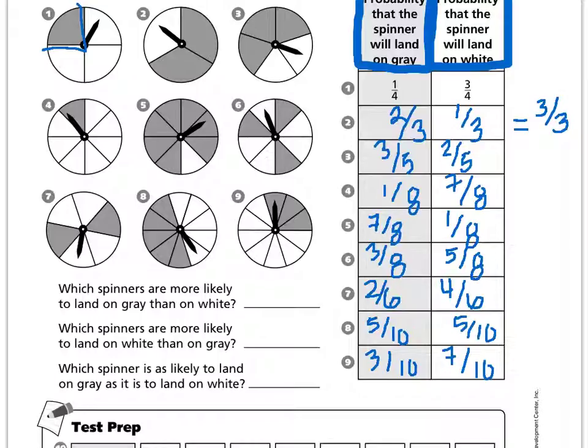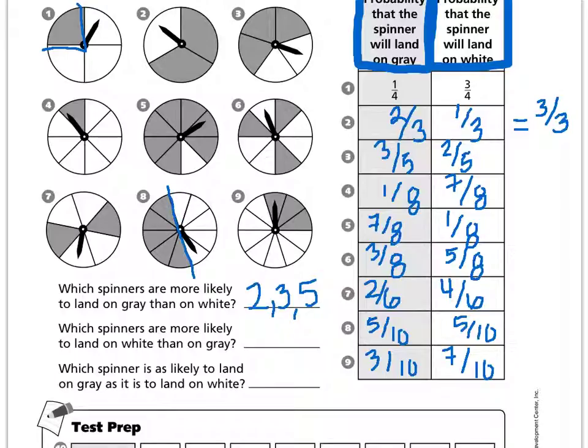Which spinners are more likely to land on gray than on white? Well, I can see, looking at the spinners, any spinner that is more than half on gray, then I would count, which would be spinner number 2, spinner number 3, spinner number 5, and spinner 8 is half, but it's not more than half.